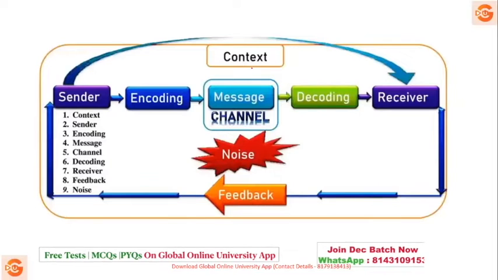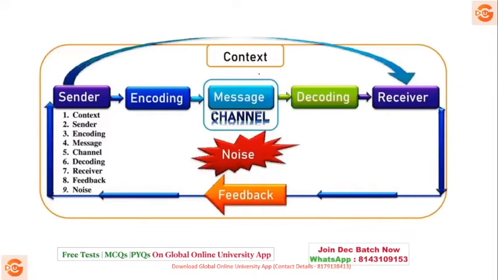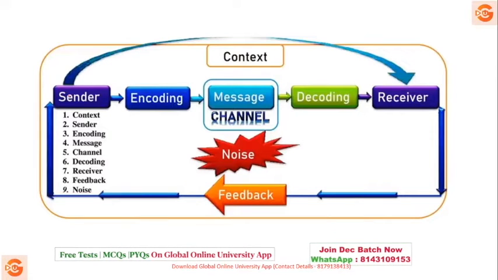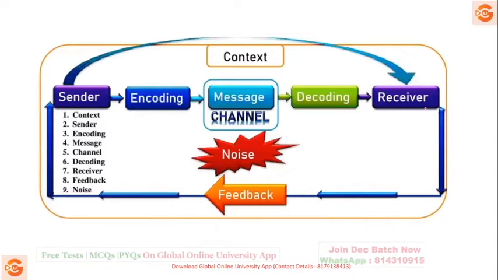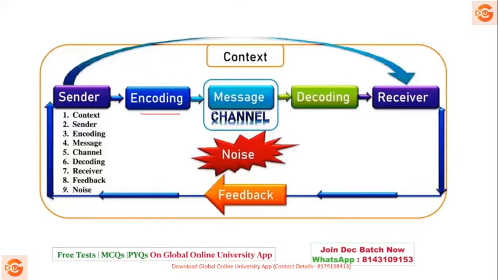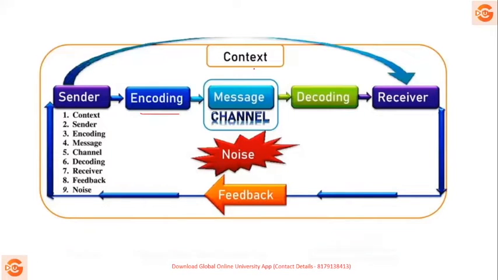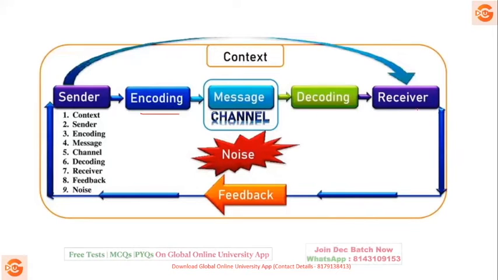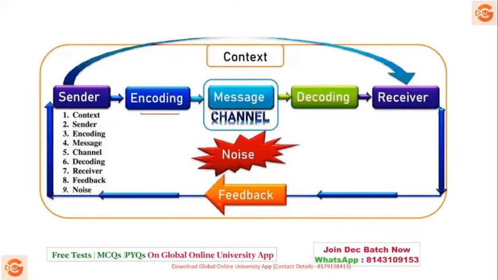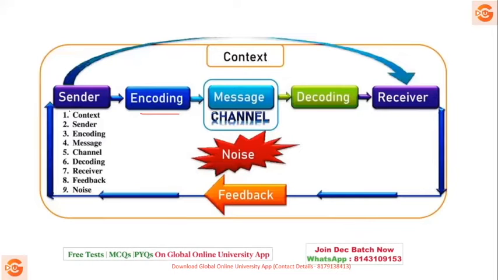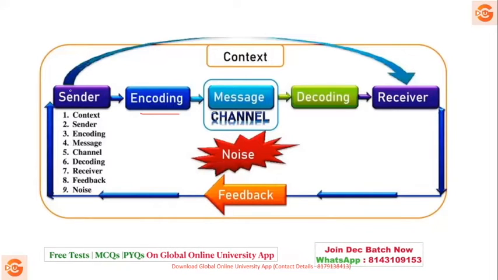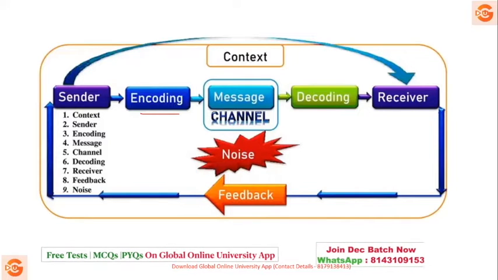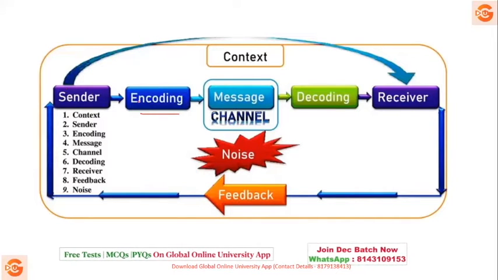Now there is a very common question that comes on your communication cycle, where it starts with the sender and ends with the receiver, including encoding of the message, the context of the message, the channel used, the decoding, then the receiver, and then the feedback. The one who sends the message is the sender, in the form of encoding.